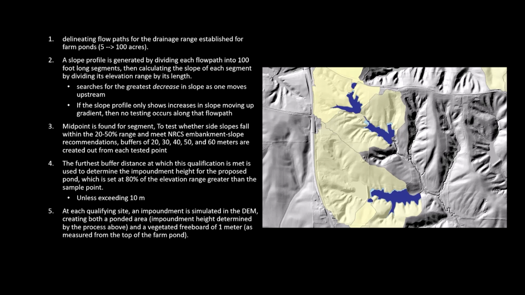The pond area must be between 0.25 and 8% of the contributing watershed, and the freeboard area cannot exceed the pond area. This allows suggested farm ponds to range between 1/8 and 8 acres.